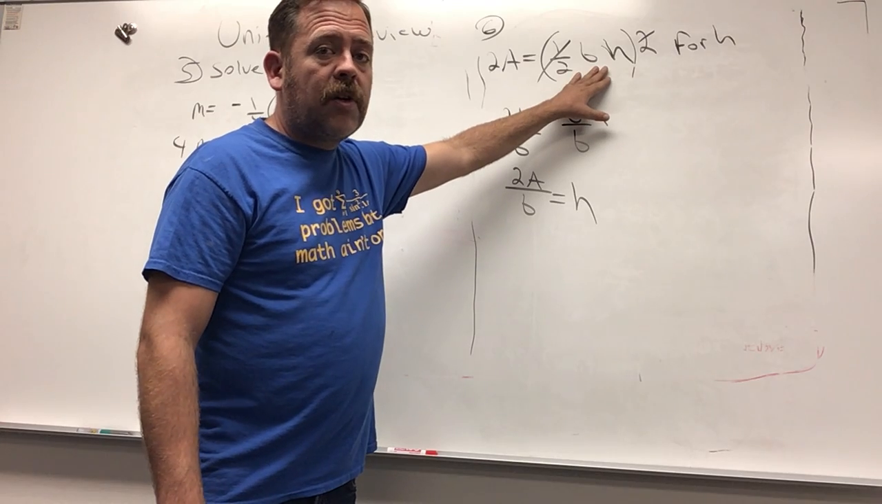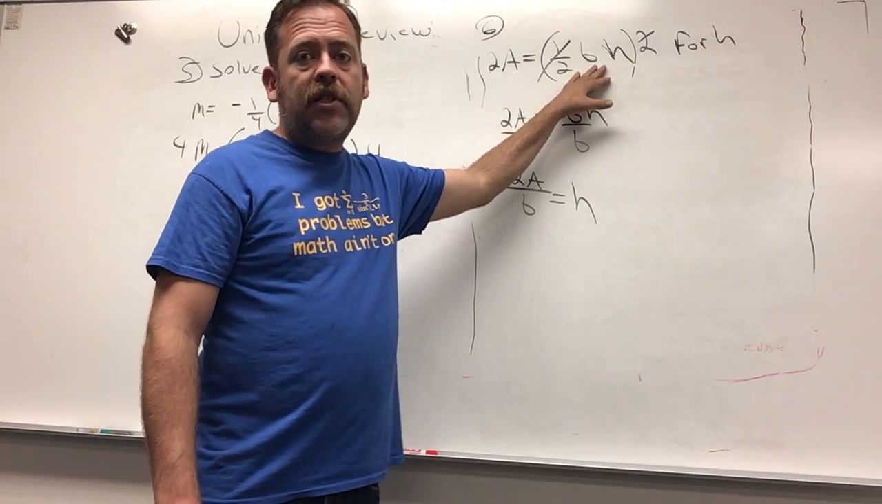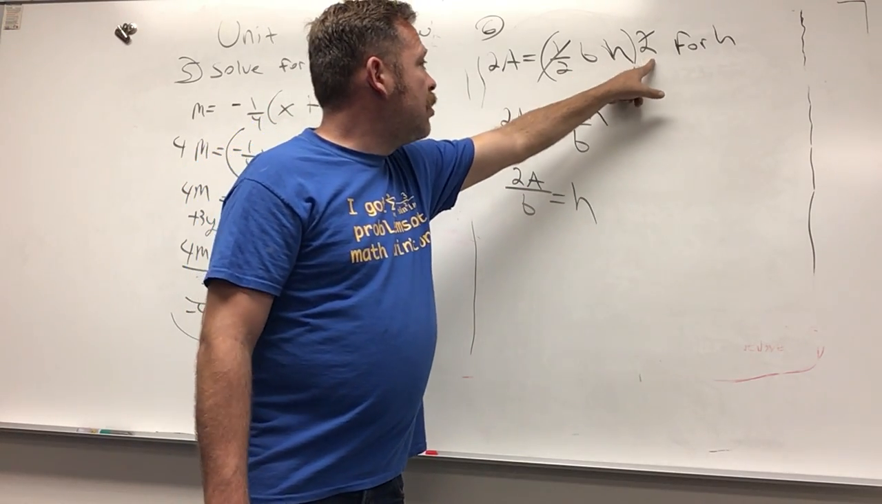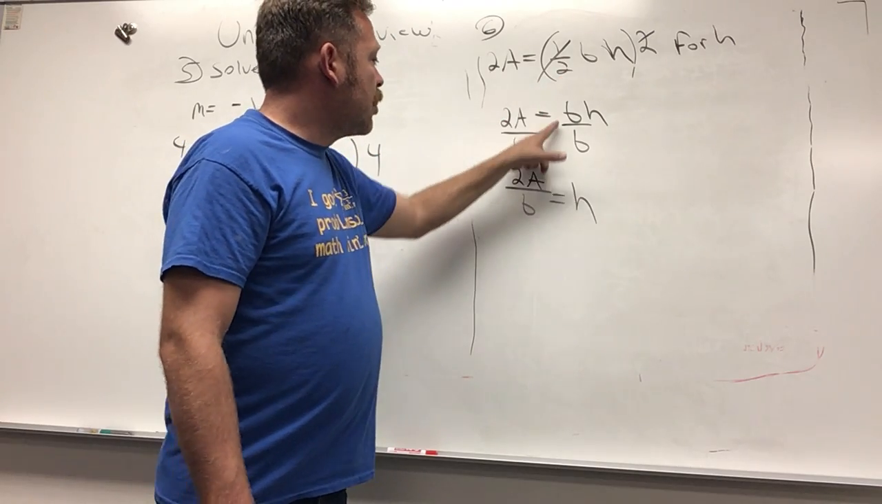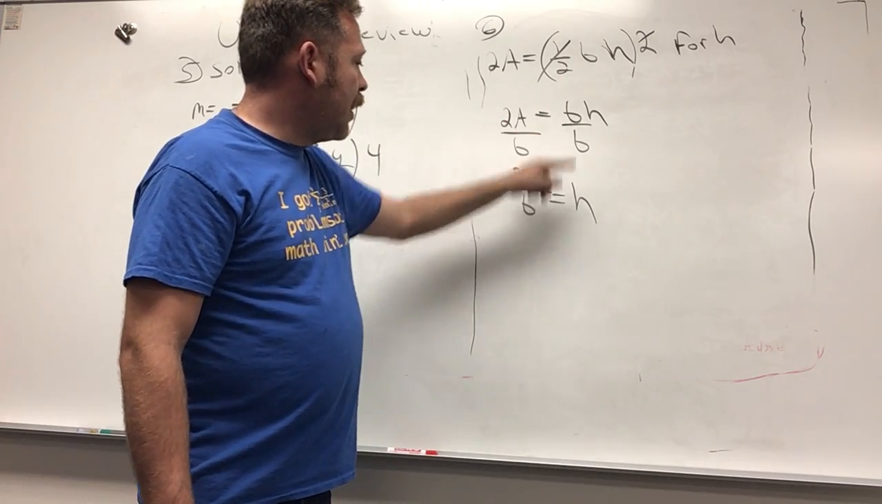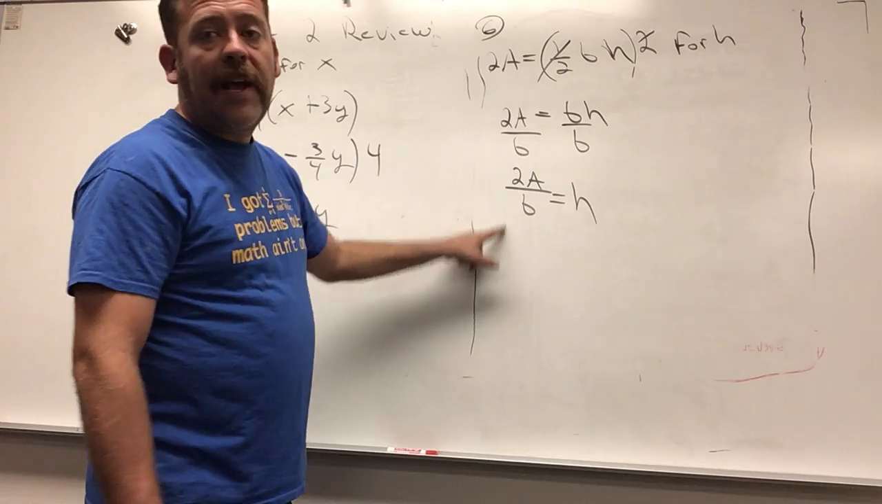You can count the number of terms because they're separated by addition and subtraction, okay? So this 2 cancels that 1/2. We're just left with the bh, divide by b, h equals 2a over b.